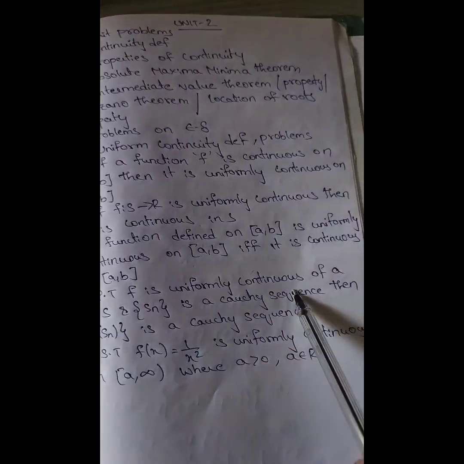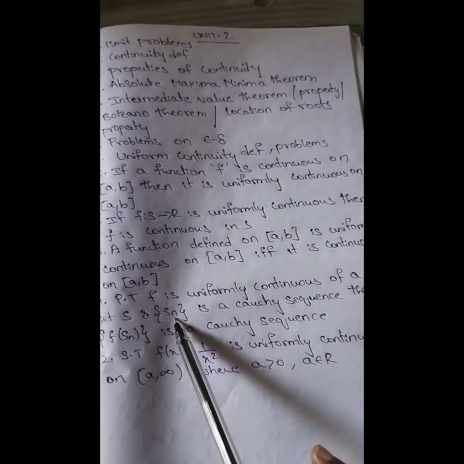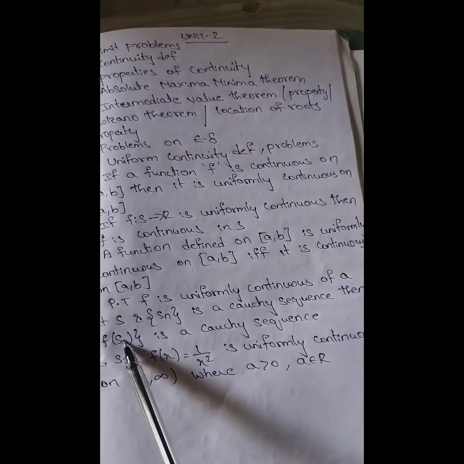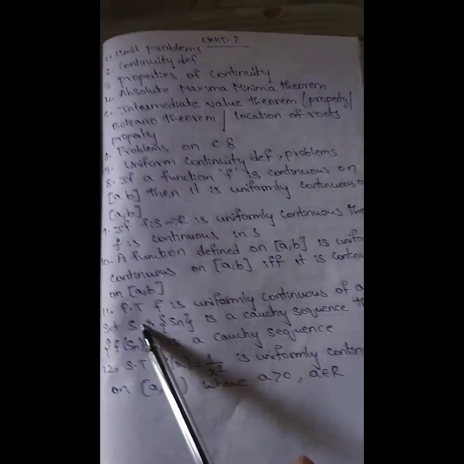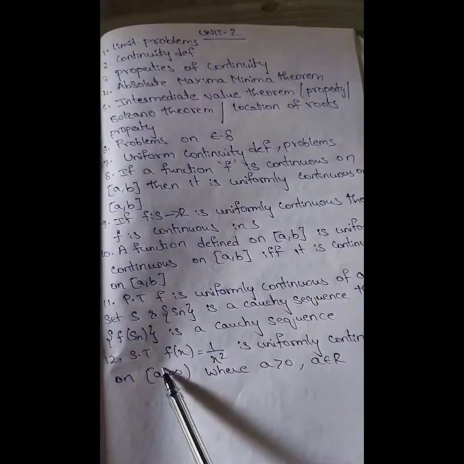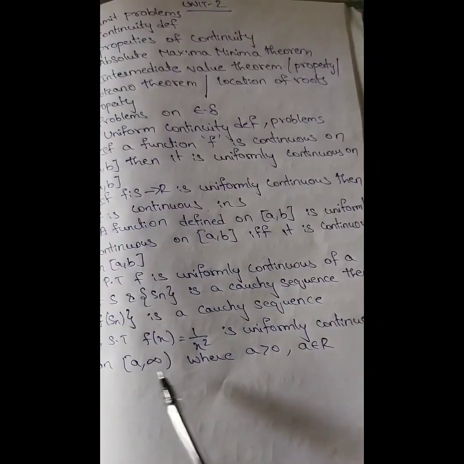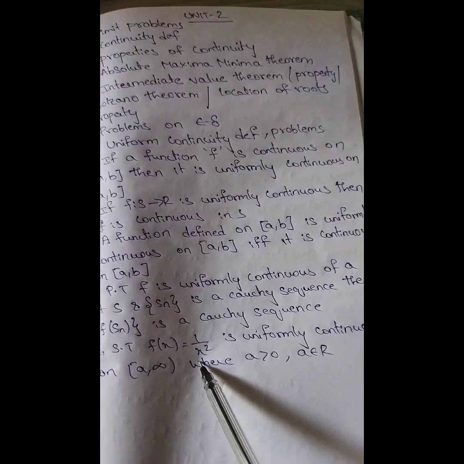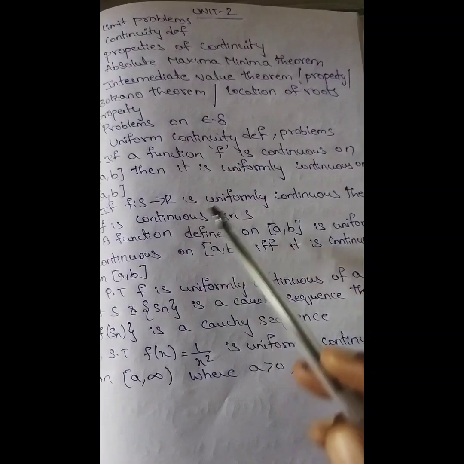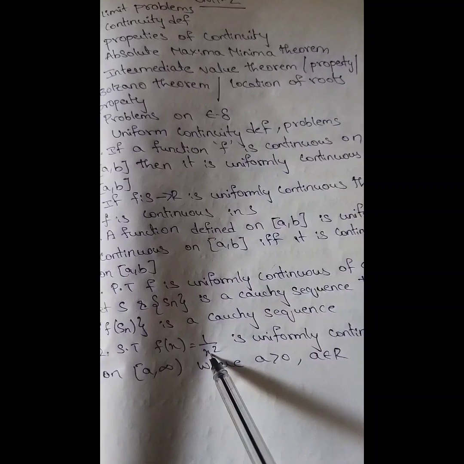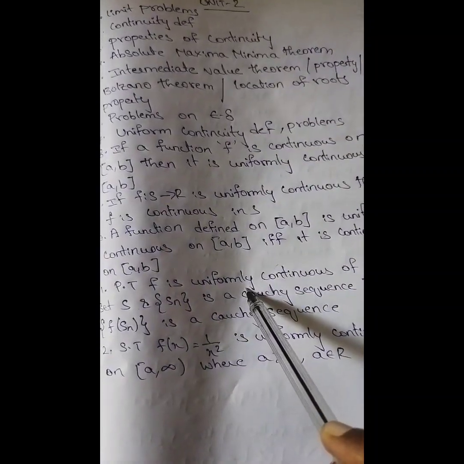Next, prove that if f is uniformly continuous on a set S and the sequence Sn is a Cauchy sequence, then the sequence f of Sn is a Cauchy sequence. You can expect this question also for long answers. Next, last question, show that f of x equals 1 by x square is uniformly continuous. So this also you can expect for short answer, or else in long answers along with 9th, 10th. Suppose if they have given you as 9th question, along with that they may ask you uniformly continuous problems also, that you can expect for long answers.